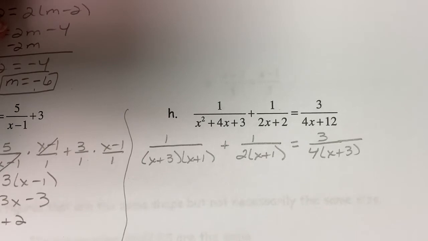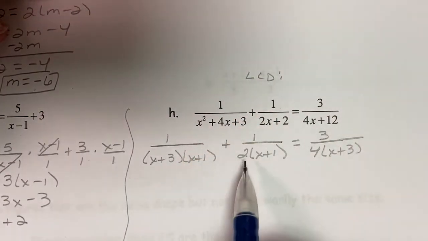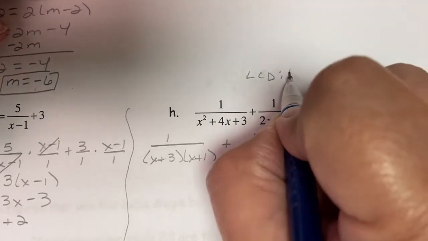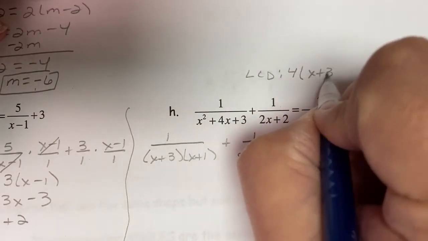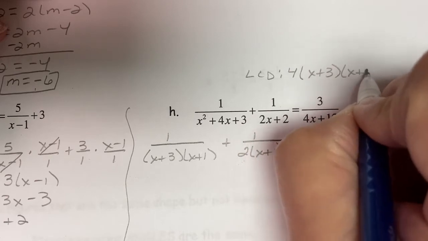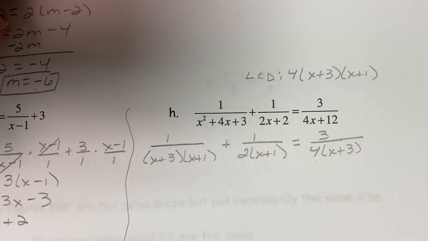So my lowest common denominator, I'm going to write it right up here, is, now I have to look at the 2 and the 4 separately. So what's the lowest common denominator between 2 and 4? That's going to be 4. And then I also need an x plus 3, and I also need an x plus 1. There it is. Is that what you had as your lowest common denominator? If not, figure out where that went wrong.